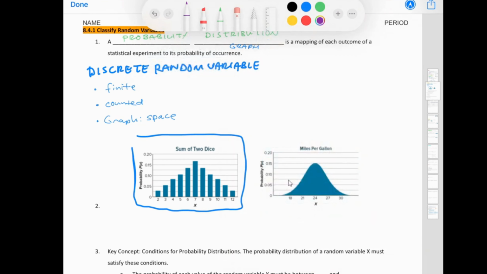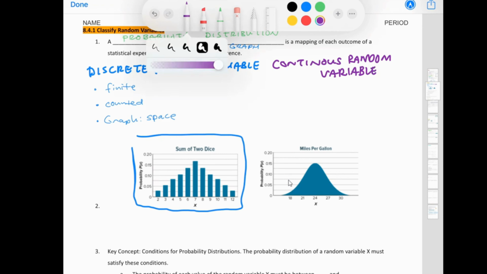Let's try this one. Do you guys know what the other one's called? Yeah, that one over there is called a continuous random variable. And what are some characteristics of this one? It could be any value.